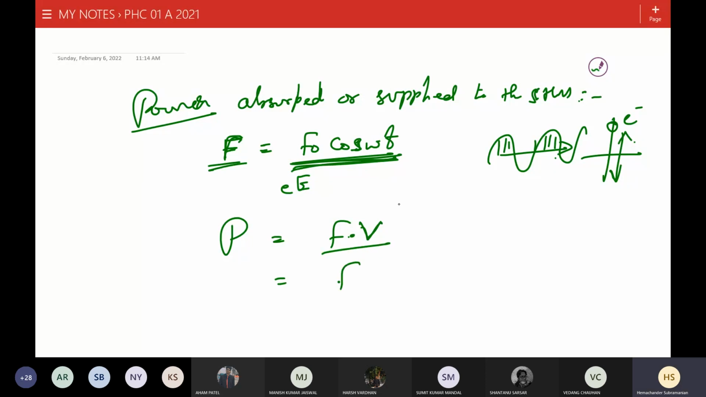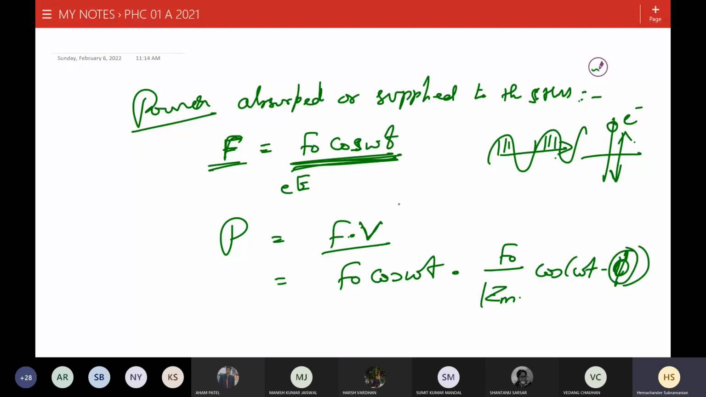You're right. So it's F naught cos omega t. And what is the equation for velocity we wrote down last time? F naught over Zm cos(omega t minus phi). This phi comes from the Zm. Remember, Zm is a complex quantity. We wrote it as Zm e to the power i phi, and then we took the phi to the numerator. Remember that?